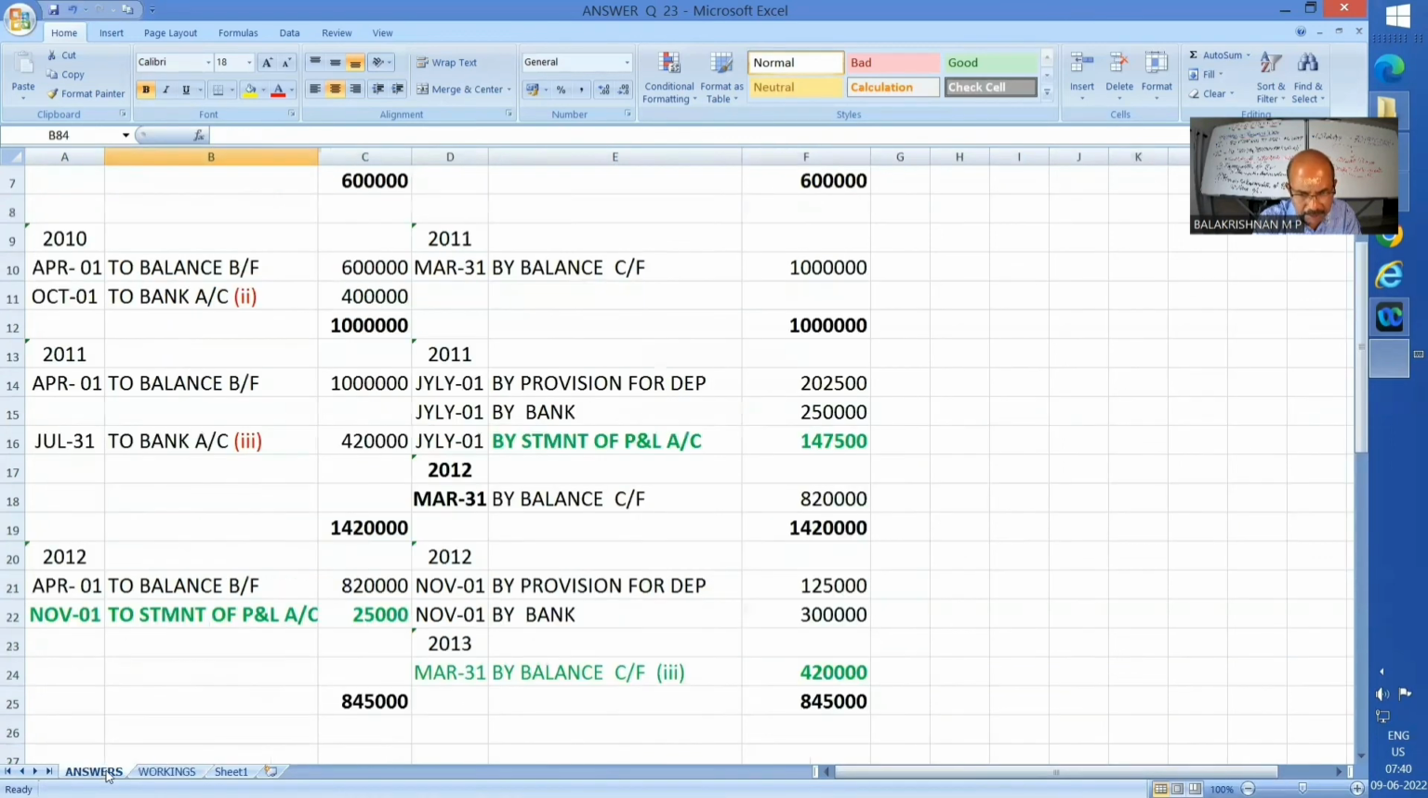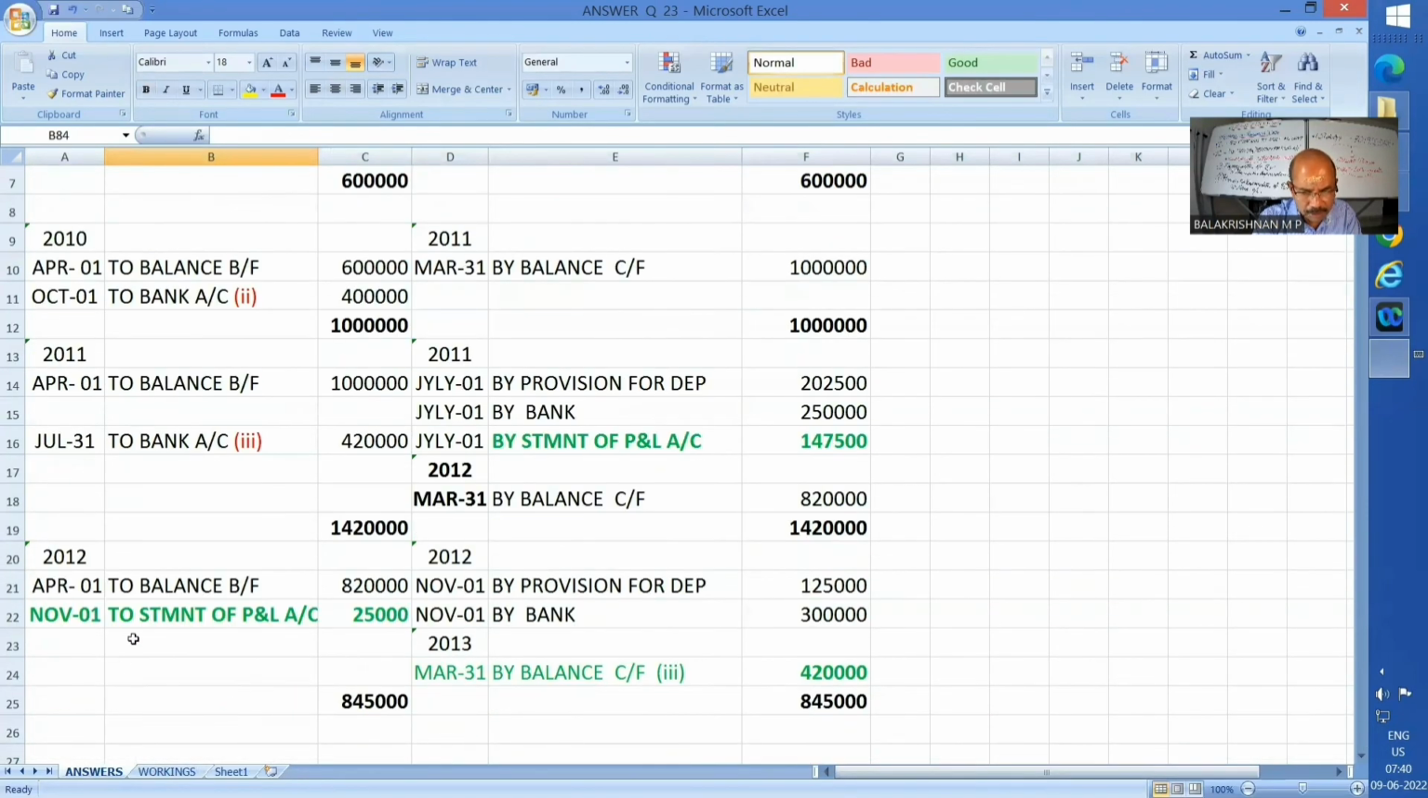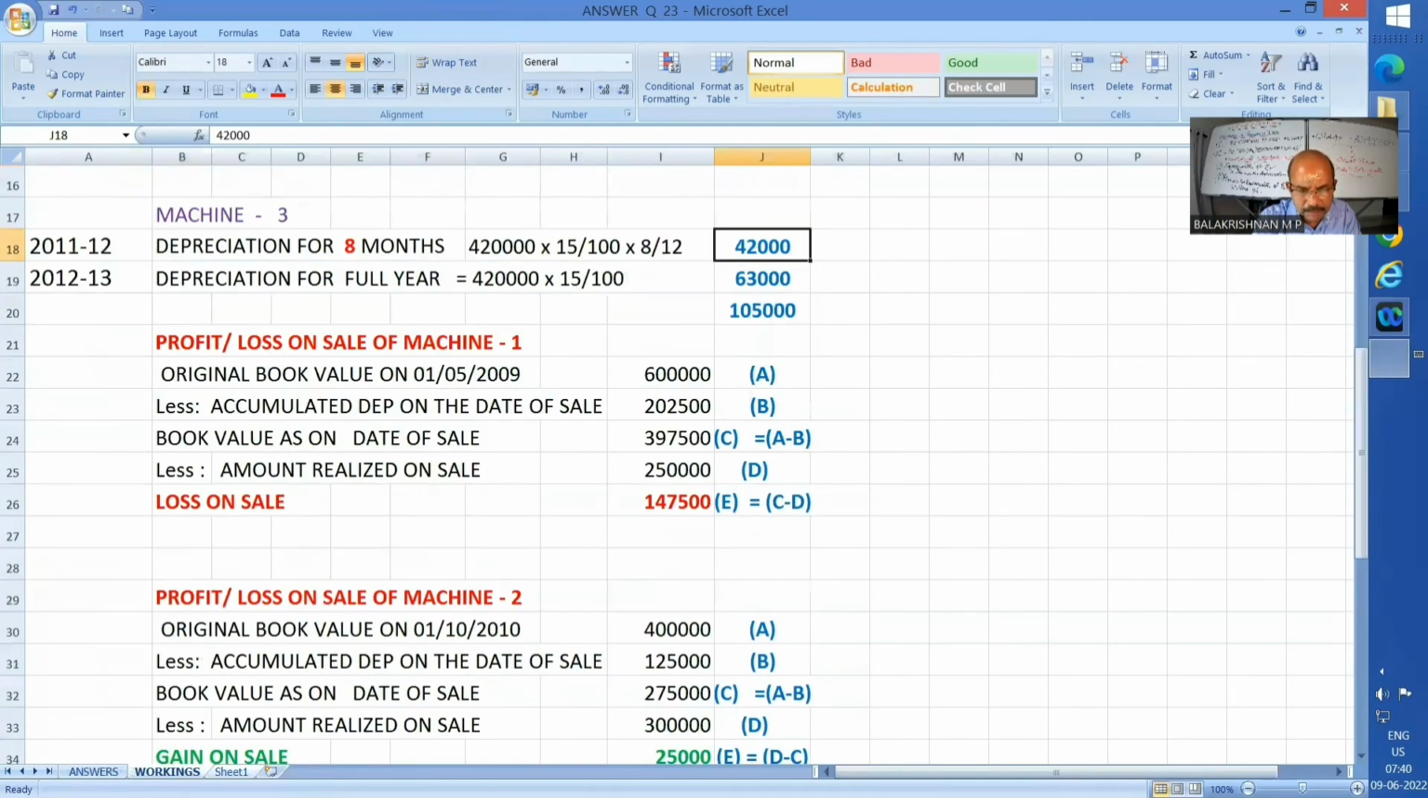And the appropriate entry I am showing to plant and machinery account. The entry will be plant and machinery account to statement of profit and loss account 25,000. Okay. So that sale during the year also we have accounted properly. Now nothing happened before the year end. So customary year end depreciation. Now you will find that first machine has been sold, second machine has been sold, only third machine is under depreciation. That's all.